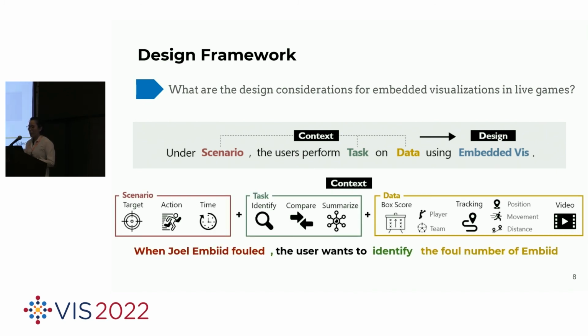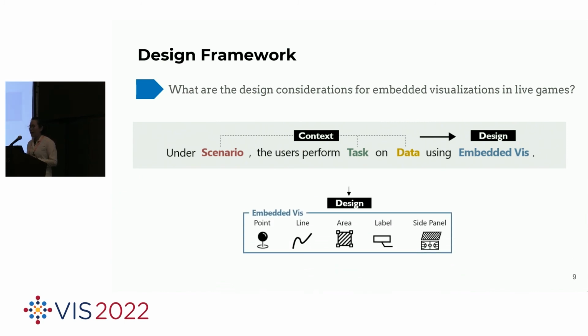A simple example can be when a player misses a shot, the user wants to identify the foul number of that player. This context of data needs then drives the design of embedded visualization. Different visual components can be considered to encode different data.